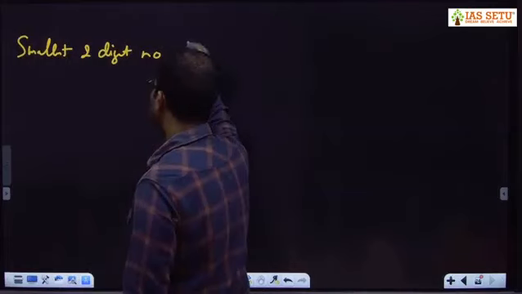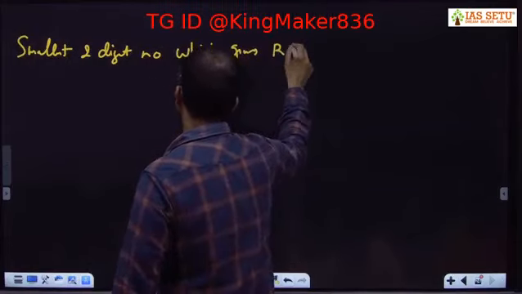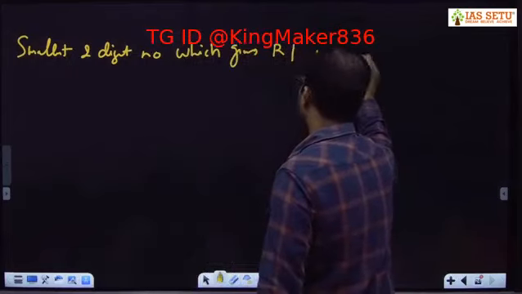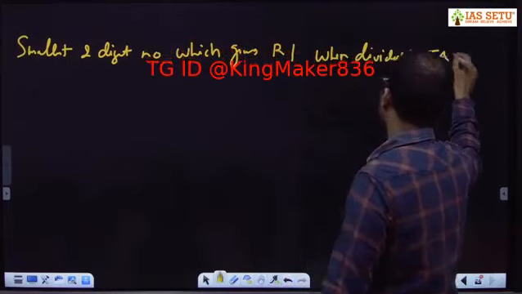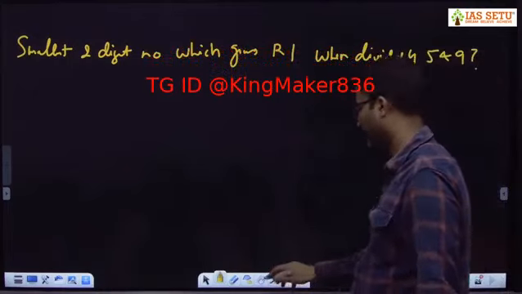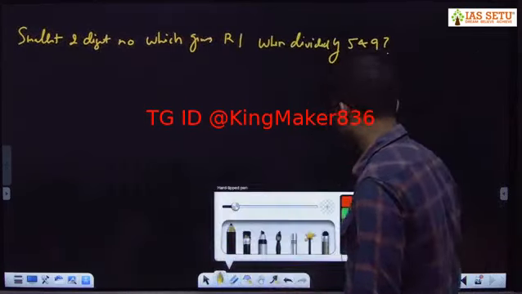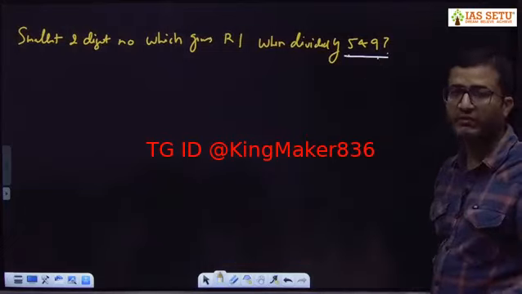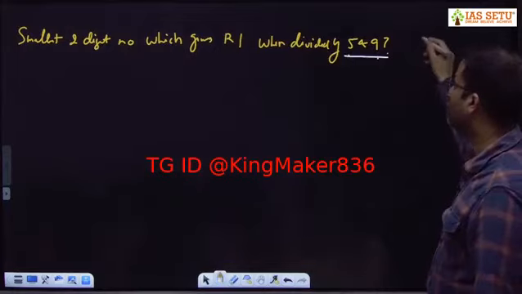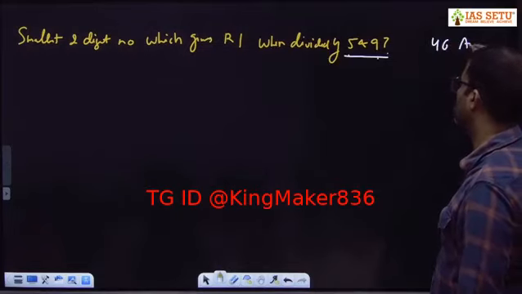Smallest 2-digit number which gives remainder 1 when divided by 5 and 9. What is your answer? So you find what is LCM of 5 and 9? 45. You need remainder 1. So 45 plus 1 means 46 is your answer.